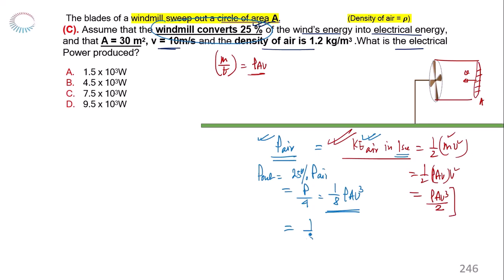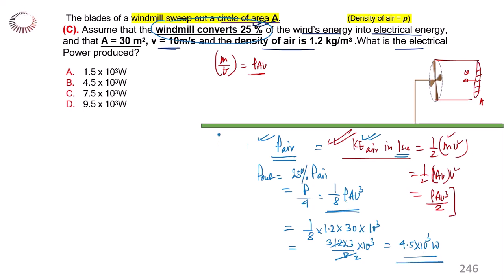So 1 by 8, rho is given as 1.2. Area is how much? 30. And v cube means 10 cube. So 10 to the power 3. Okay. So ultimately I am getting 1.2 by 8 into 30 means 12 into 3 by 8 into 10 to the power 3. 4 2 is 8. 4 3 is 12. 9 by 2 means 4.5. So that is 4.5 into 10 to the power 3. So that will be your answer.